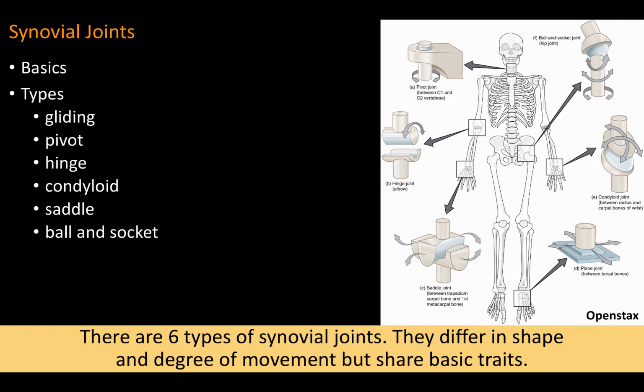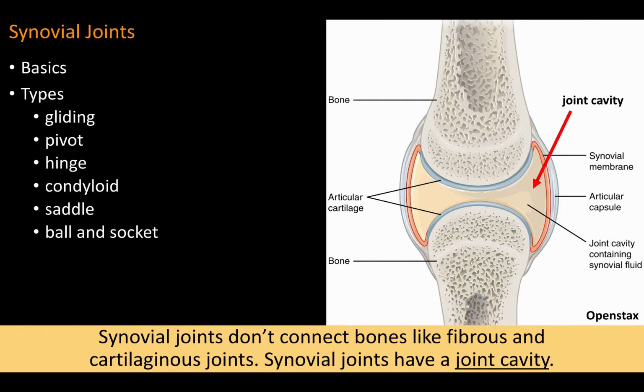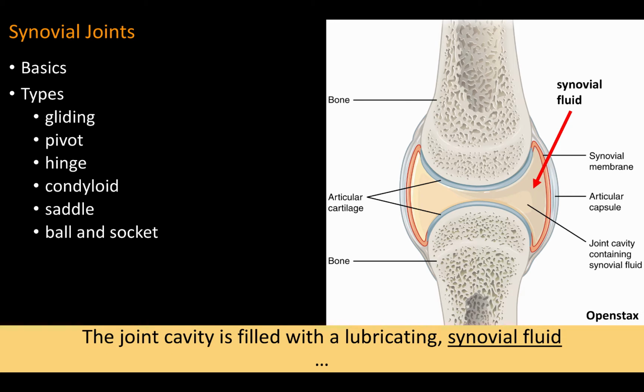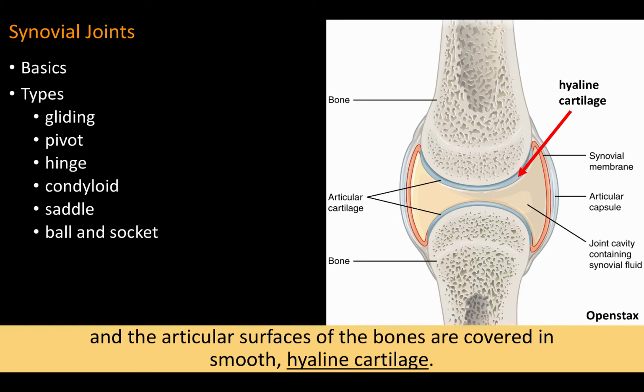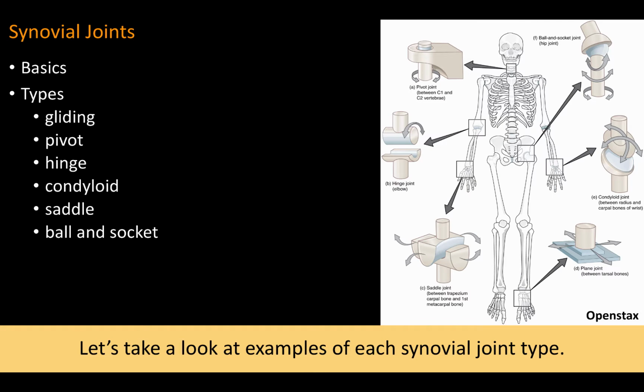There are 6 types of synovial joints. They differ in shape and degree of movement, but share basic traits. Synovial joints don't connect bones like fibrous and cartilaginous joints. Synovial joints have a joint cavity. The joint cavity is filled with a lubricating synovial fluid. And the articular surfaces of the bones are covered in smooth, hyaline cartilage. Let's take a look at examples of each synovial joint type.